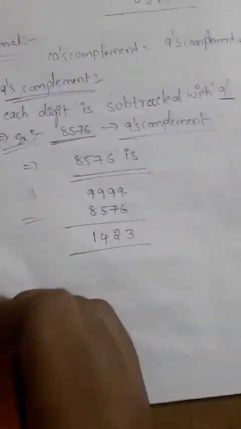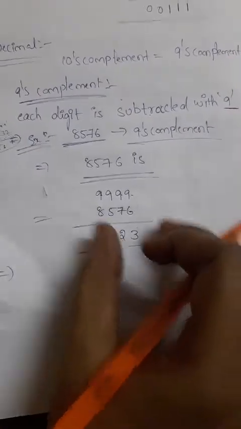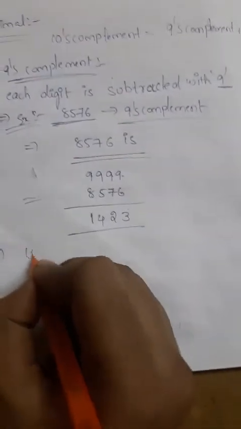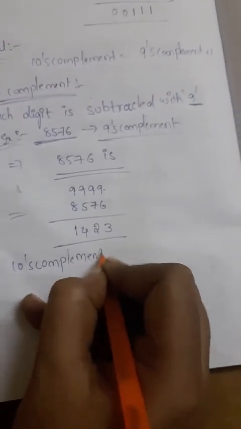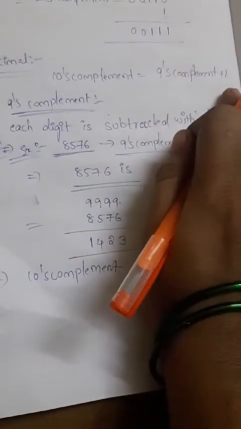Okay, so this is the 9's complement. Now we'll go for the 10's complement. What is the 10's complement method here? We already have the formula: that is nothing but 9's complement plus 1.